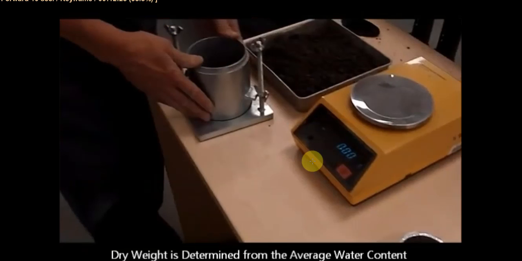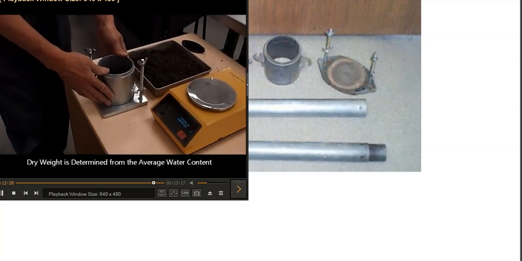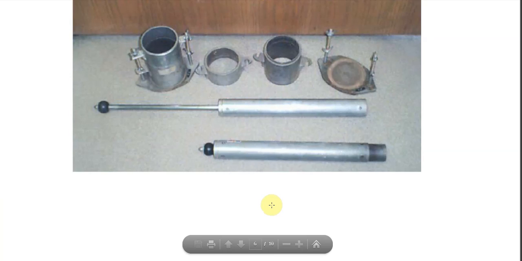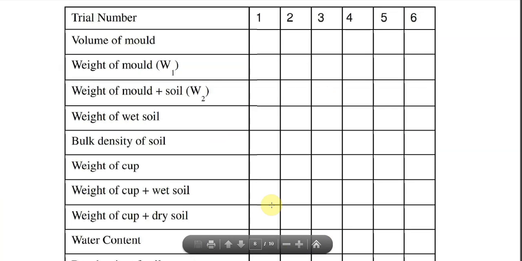So this is my experiment. After I conduct my experiment, I'll have this tabulation. First I'm measuring volume of the mold. Second I'm measuring weight of the mold. Next I'll take weight of the mold plus soil. Weight of soil is calculated as W2 minus W1.